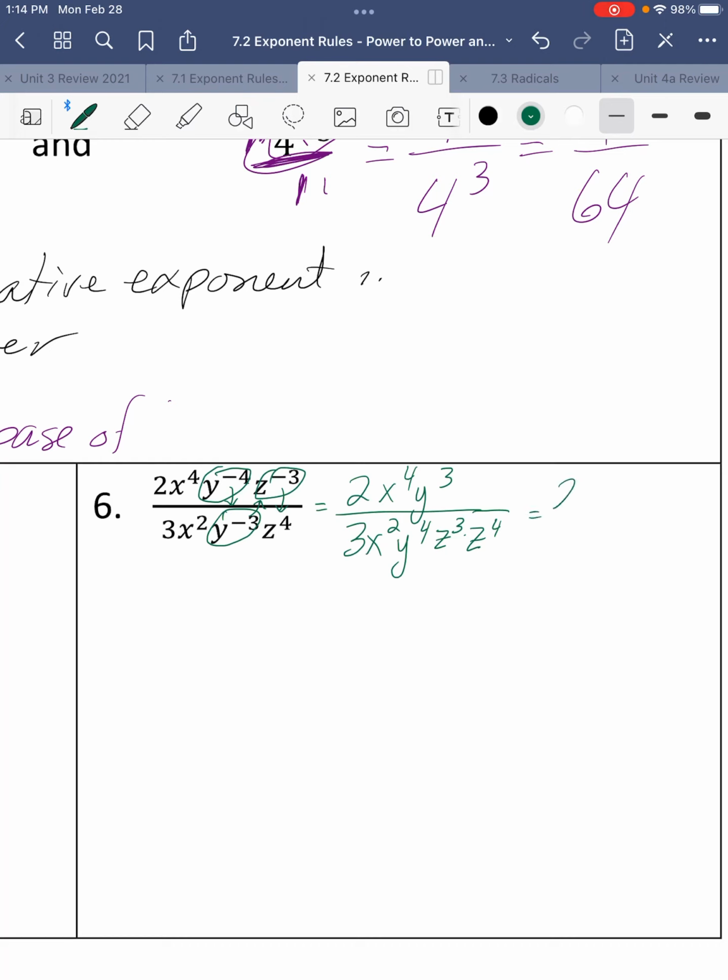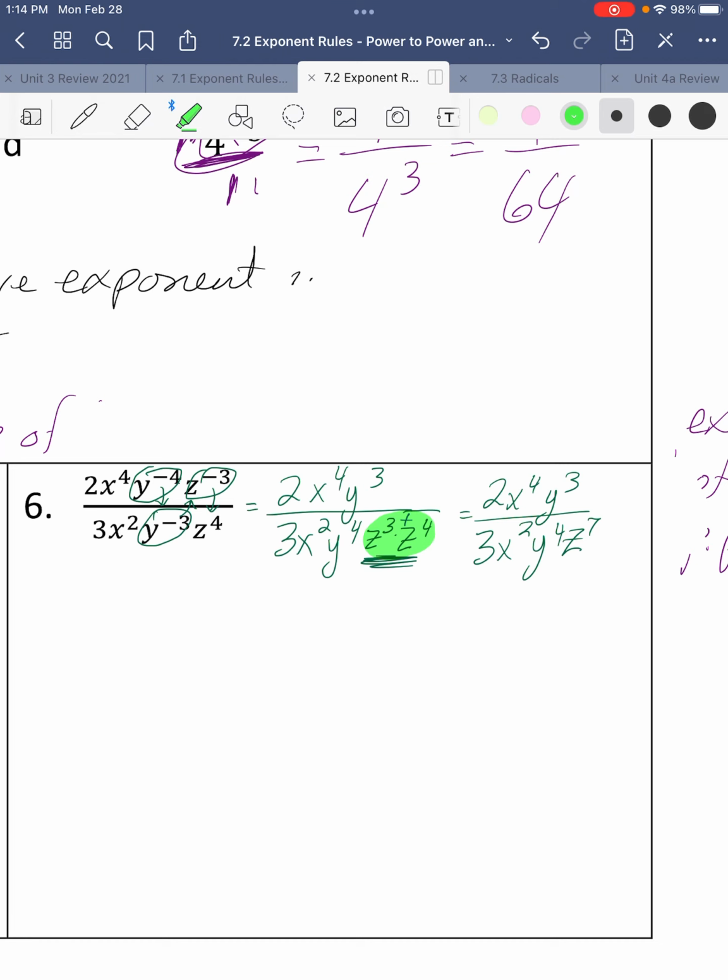Look to simplify, we have 2x to the fourth, y to the third over, I'm going to put these two like bases together. z to the third times z to the fourth, we're going to add the exponents. So it's going to be z to the seventh. So 3x squared y to the fourth z to the seventh.